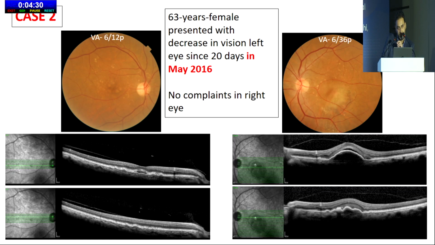Now, a little bit tougher, we're going to look at the complete opposite end of the spectrum. When there is fluid in the retina or under the retina, and I'm going to be particularly talking about fluid under the retina, but no detectable membrane. So, a 63-year-old female presented with decreased vision in the left eye since 20 days. This is May 16. It's going to be a long follow-up. No complaints in the right eye, 6/12 partial. Left was 6/36.